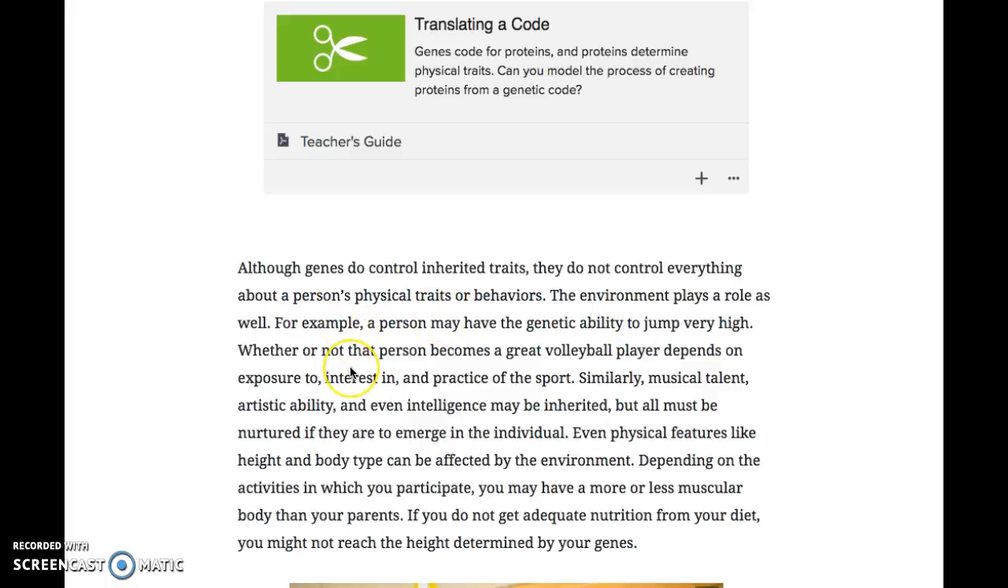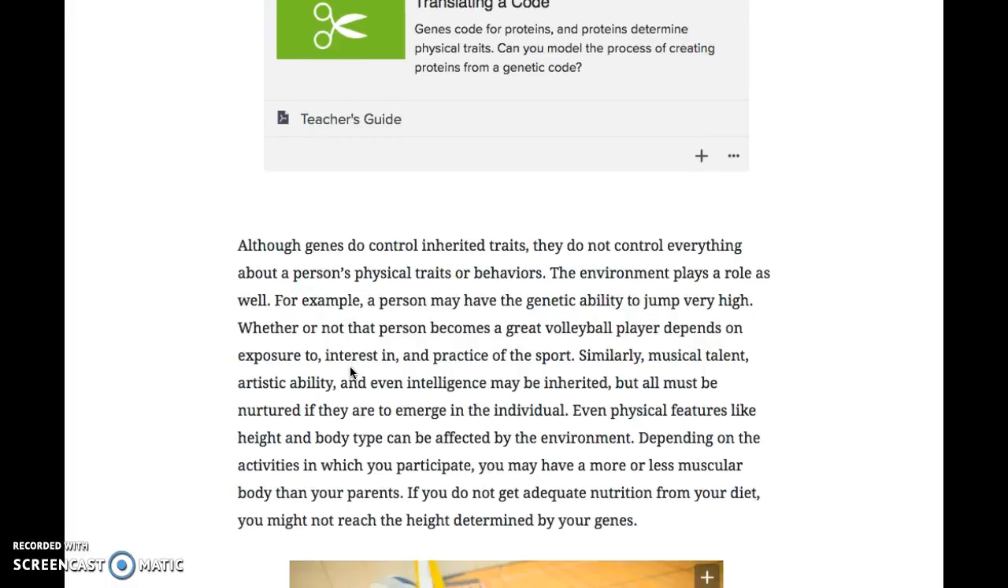Genetically, you may have the ability to jump very high, but whether or not you become a great volleyball player depends on if you play volleyball, if you're interested in it, if you practice a sport. Similarly, the ability to play music, the ability to be an artist, or your intelligence may be inherited, but you have to do work if you want to become a musician, an artist, or a smart person. Most things are not simply given by your genes. Even physical features like height and body type can be affected by the environment. You eat a lot, you're going to get fat. Doesn't matter what your genes are. You may argue with me about that. We'll talk about that. If you don't eat enough, you're not going to grow to your full height.